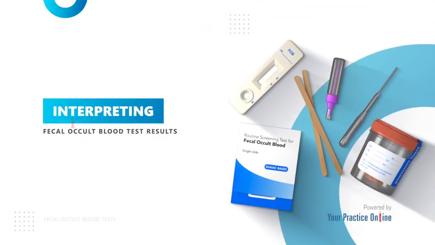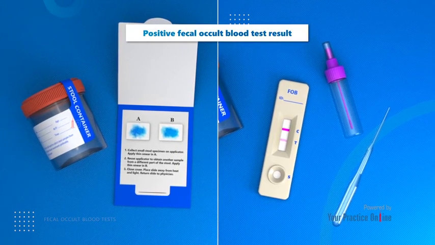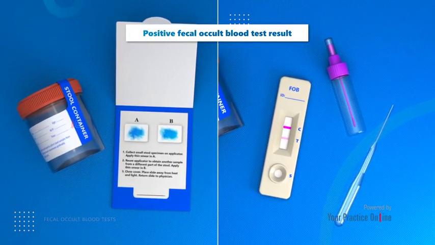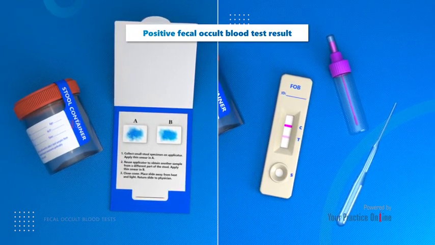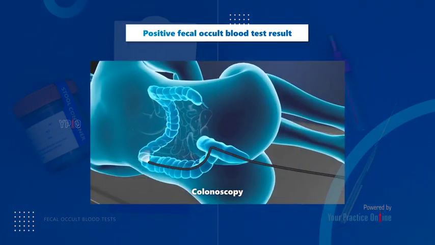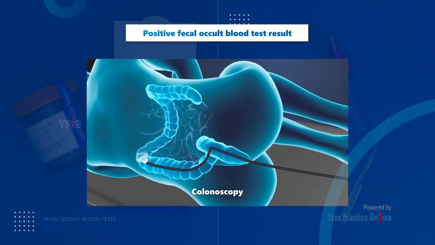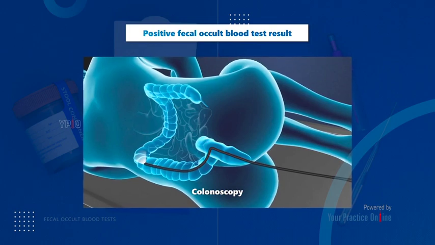Interpreting fecal occult blood test results. A positive fecal occult blood test result means you have bleeding somewhere along your digestive tract, and additional testing such as a colonoscopy may be recommended to identify the source and cause of the bleeding.